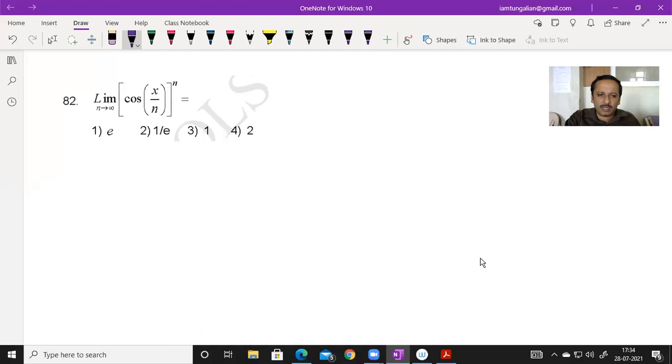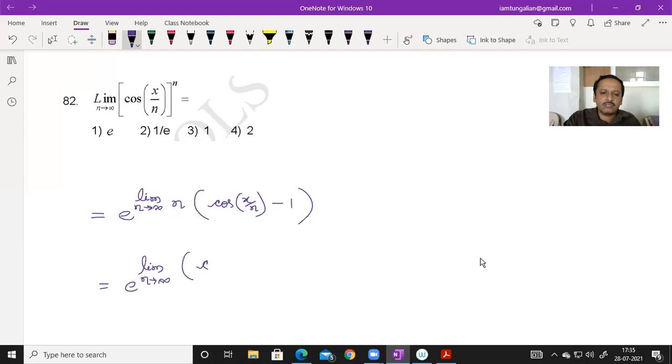Therefore, I can use that formula. What does that say? That formula says this is equal to e to the power limit x tends to a, in this case limit n tends to infinity, g of x, which is n, into f of x minus 1. f of x means cos x by n minus 1. Now let us see how to evaluate this. This is equal to e to the power limit n tends to infinity (cos x by n minus 1) divided by 1 by n. This n I have taken to the denominator, it has become 1 by n.